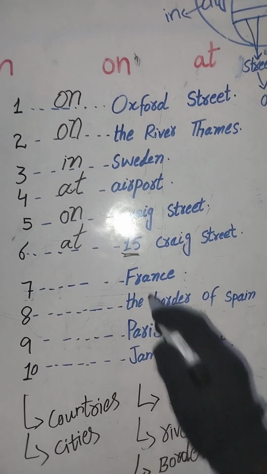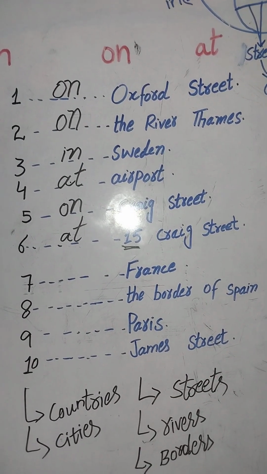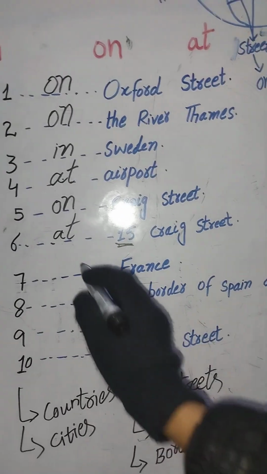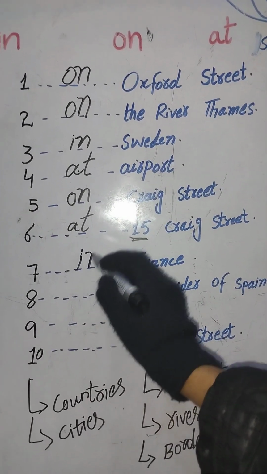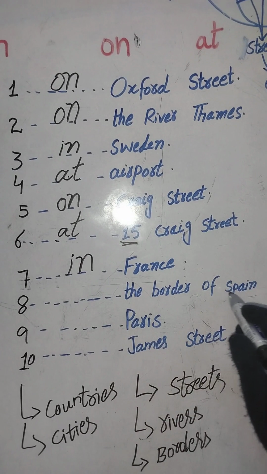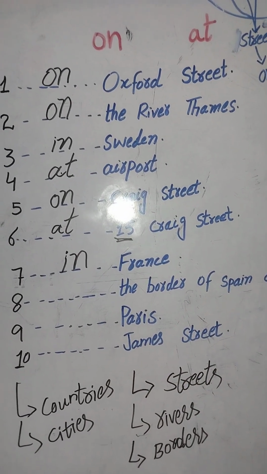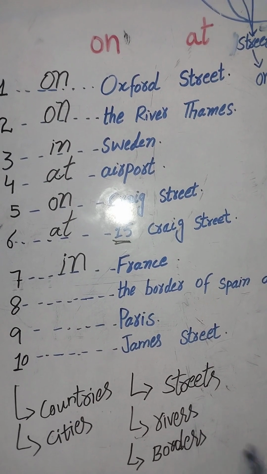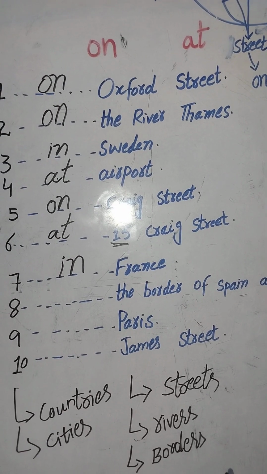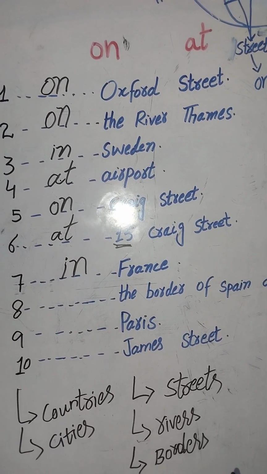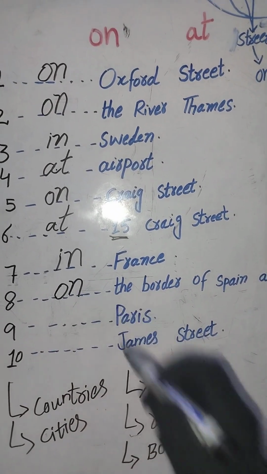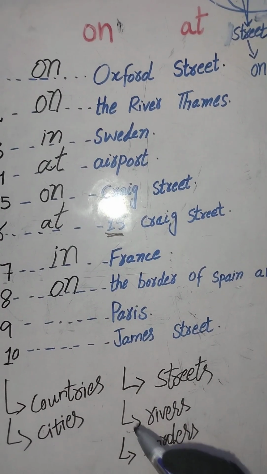Blank France. It's a country, so for countries we use in France. Dash the border of Spain and France. So what do we use for borders, or islands, or rivers, or streets? We use on. On the borders of Spain and France.